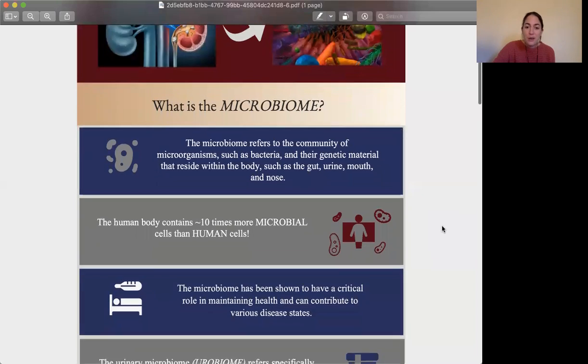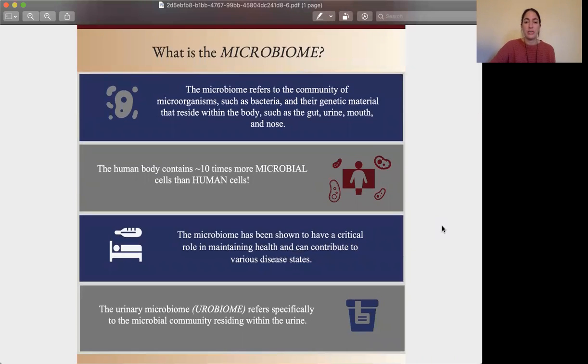So let's start by talking a bit about what the microbiome actually is. This is a term that refers to the community of microorganisms, largely bacteria, that live on or within our bodies. So we have bacteria on our skin, in our noses, mouths, stomachs. And in fact, the human body actually contains about 10 times more of these microbial cells than our own human cells. So this microbiome has been shown to play a huge role in keeping our bodies healthy.